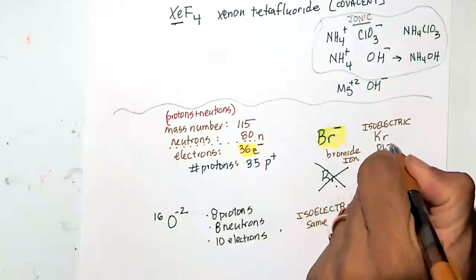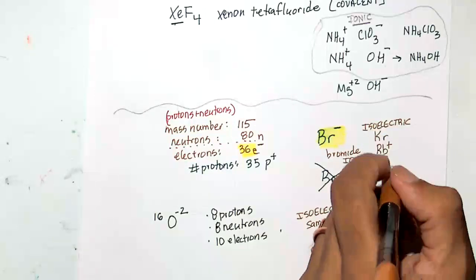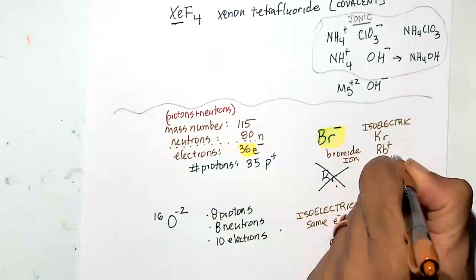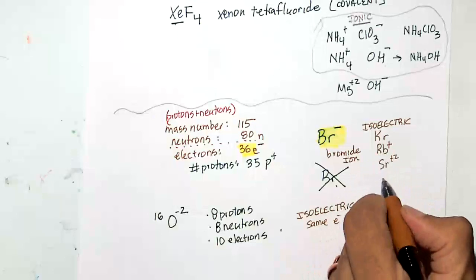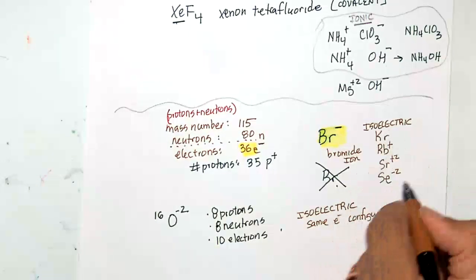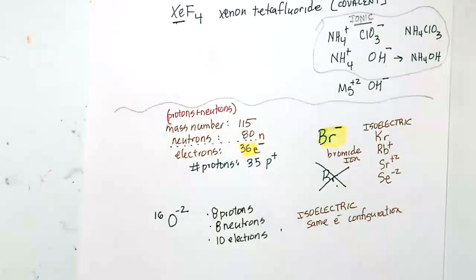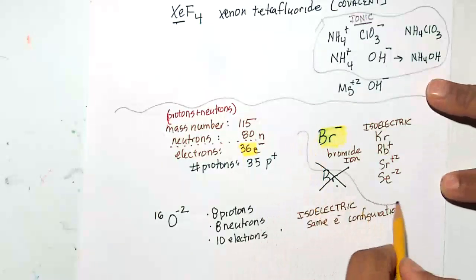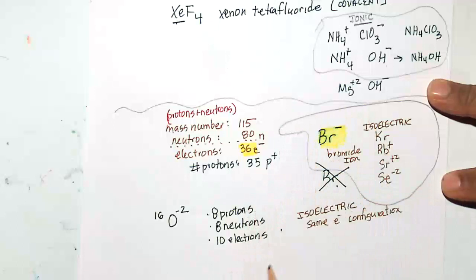How about Rb plus? How about Sr plus 2? How about Se minus 2? Okay, all of these have 36 electrons. Okay? And we call that isoelectronic. Okay? So O minus 2.